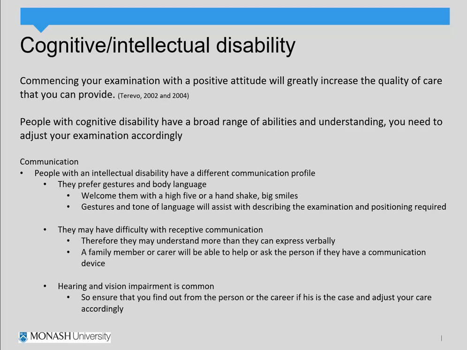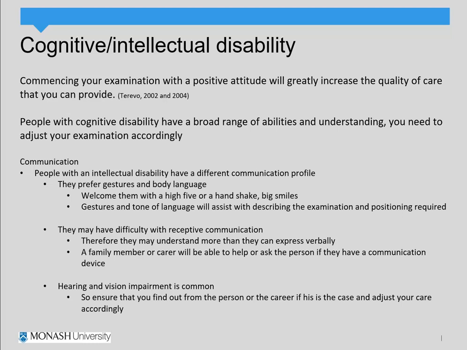Communication is usually impaired, and so people with intellectual disabilities have different communication profiles. For example, someone who has Down syndrome will often prefer gestures and body language. So something like welcoming them with a big high five or a handshake or a smile and a really lovely tone in your voice will actually get you off to the right start, as opposed to just talking to the person.